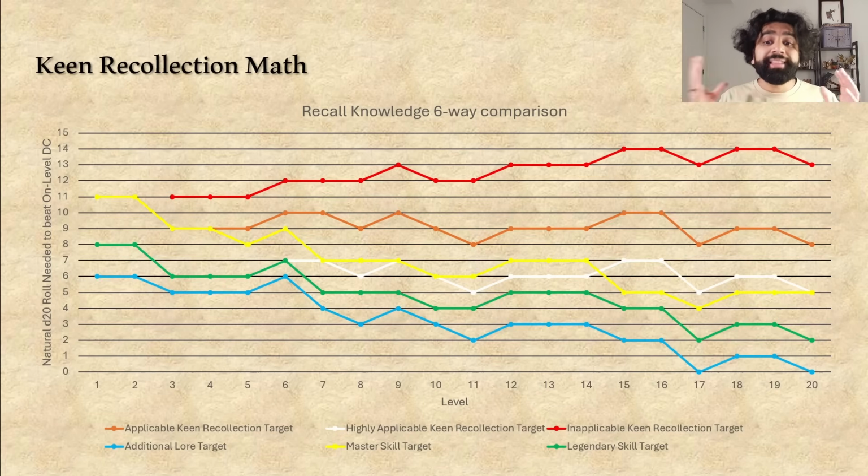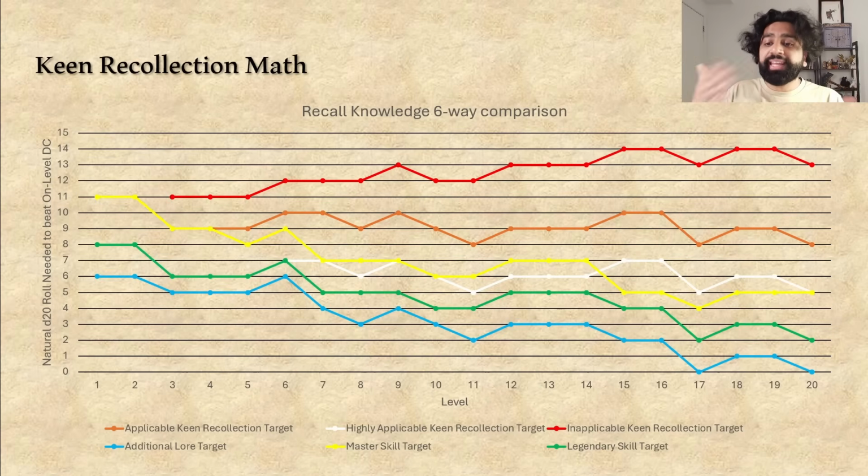The red line right at the top that never even gets close to any other line is what keen recollection with a predefined skill that you don't have an item bonus for gets you, even if it's always intelligence based. The orange line is keen recollection, but you're allowed to use applicable lores. So you're allowed to use dragon lore when you're fighting a bog dragon, but you're not allowed to say that you have bog dragon lore.